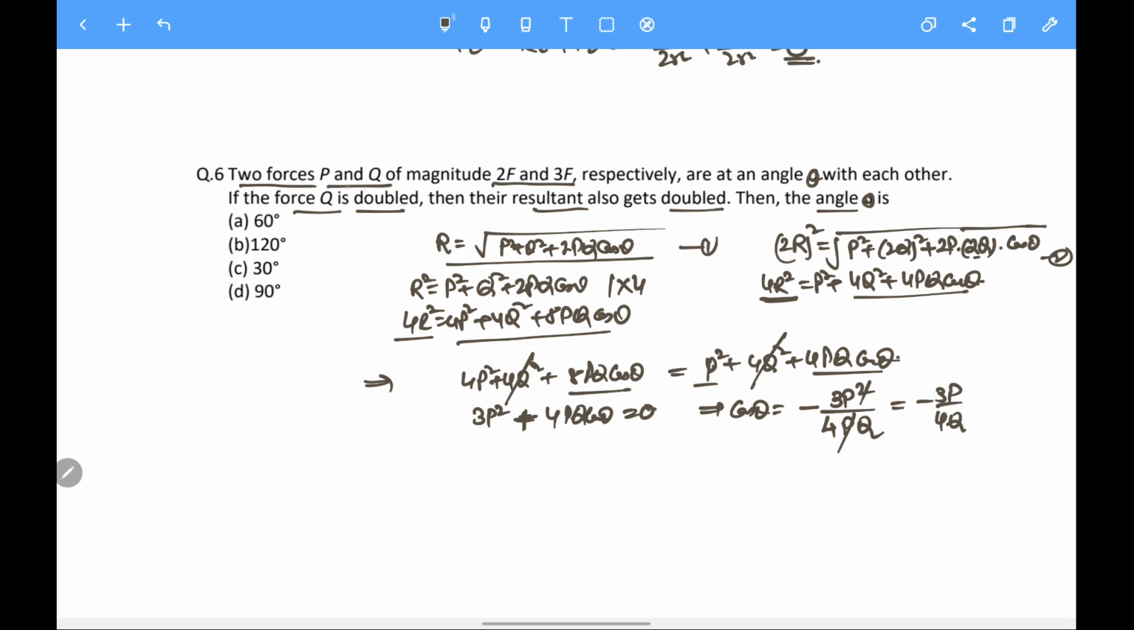Now P is given as 2F and Q is given as 3F. We put the values: minus 3 into 2F by 4 into 3F. F and F will be cancelled, 3 and 3 will be cancelled, 2 is cancelled by this, remaining is 2. That means finally we will get minus 1 by 2. Cos theta is equal to minus 1 by 2. This implies that theta equals 120 degrees.